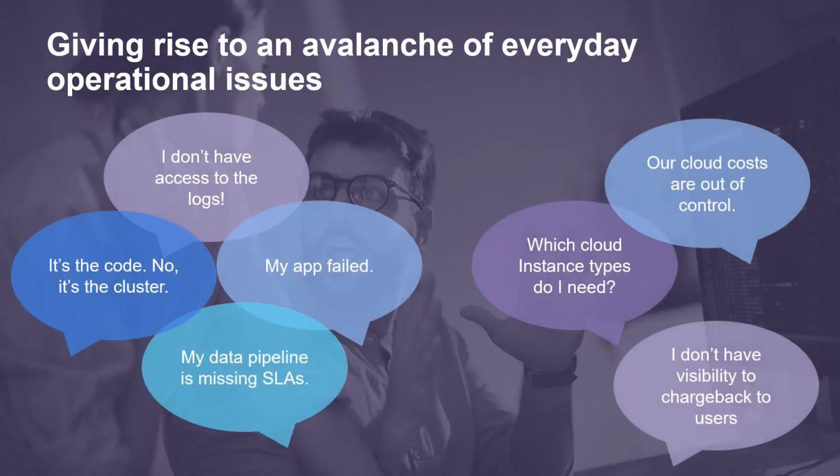So I'll give you an example. Let's say my application failed. It could be a Spark application, it could be a MapReduce application, and that's causing my SLAs to slip for my data pipelines. So then you start to get into the diagnostics of, well, is it the code? Is it the cluster? My code is fine. What's wrong with your cluster?